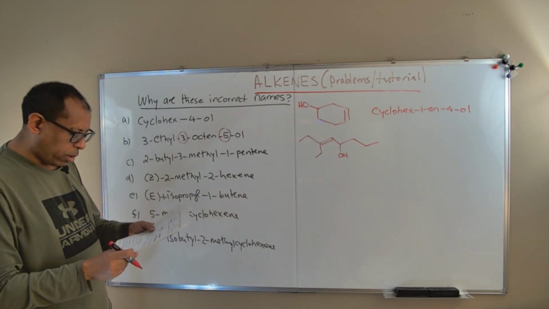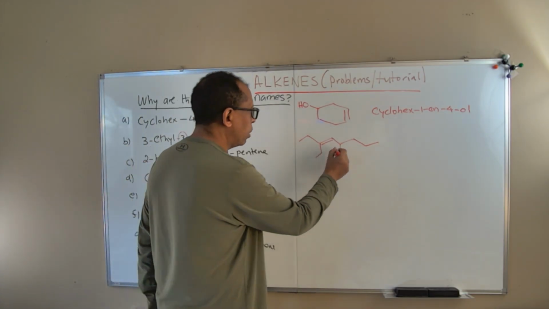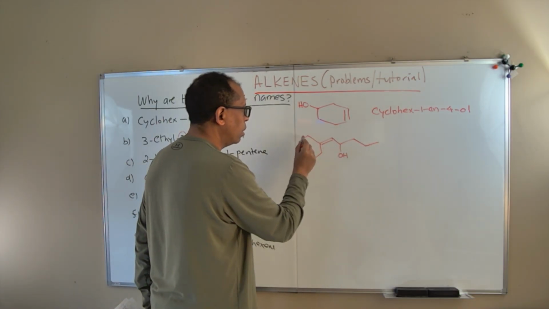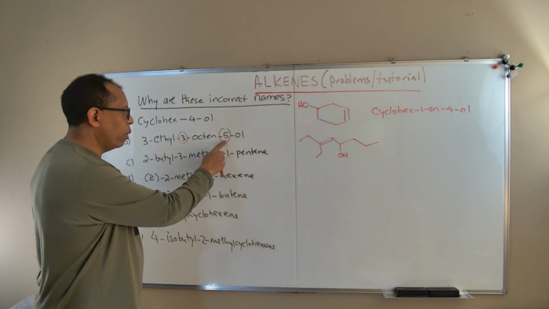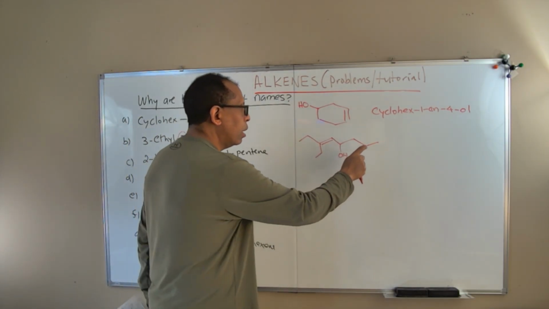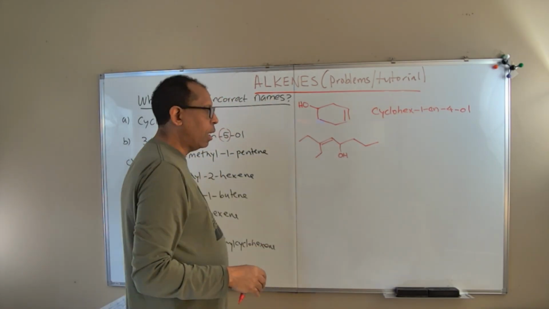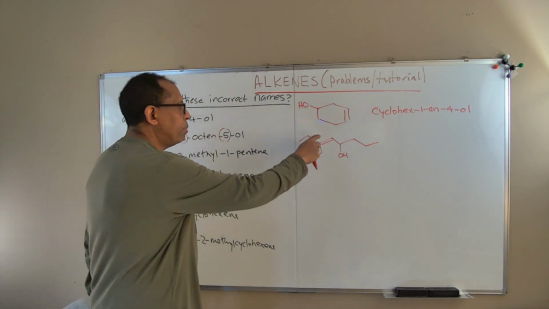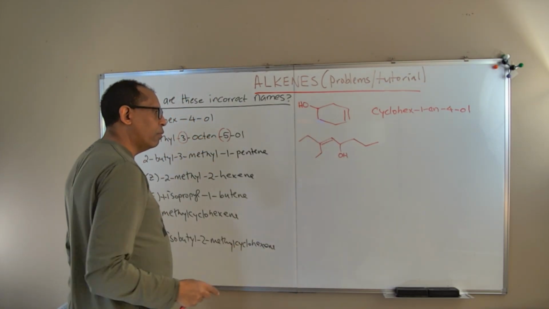We need to make sure the alcohol gets the most priority. If I count from this side, 1, 2, 3, 4, 5, the alcohol will be at 5, the way I wrote it here. But the right one is counting from the other end: 1, 2, 3, 4. That gives the alcohol the 4th position, the alkene the 5th position, and the ethyl the 6th position.